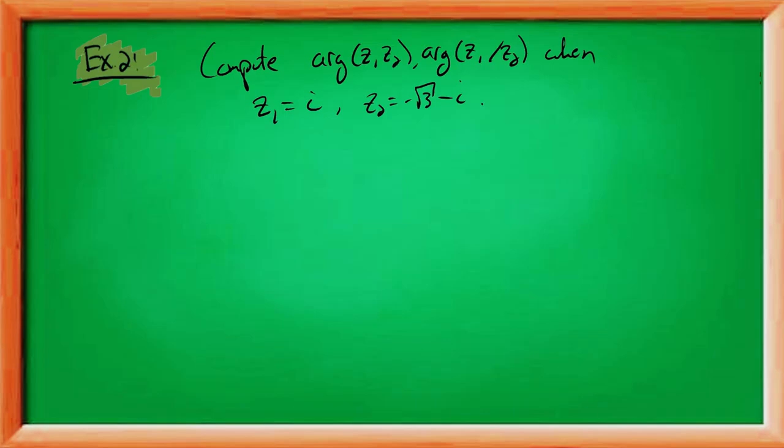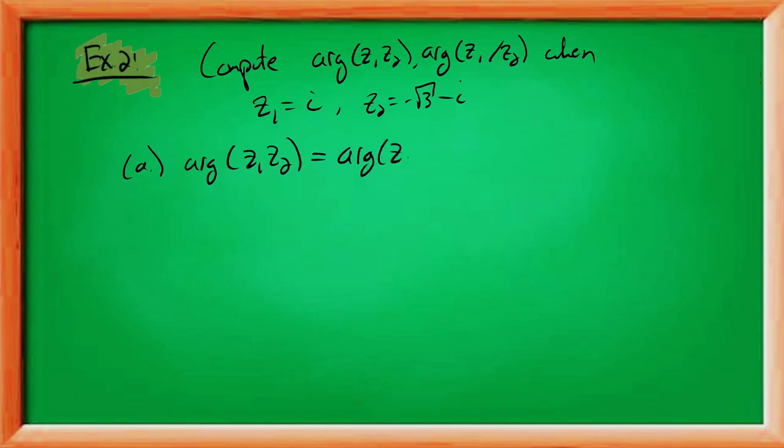In this next example, we're going to do a computation involving arguments and products and quotients. Just to say what it's saying here, given z1 is i and z2 is square root 3 minus i, we want to compute the argument of the product and the argument of the quotient for these two specific complex numbers. Now, let's start with the argument of the product.